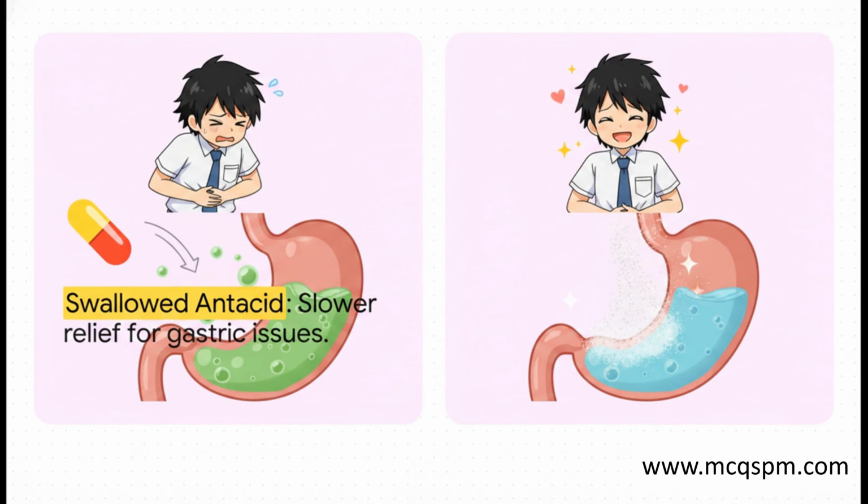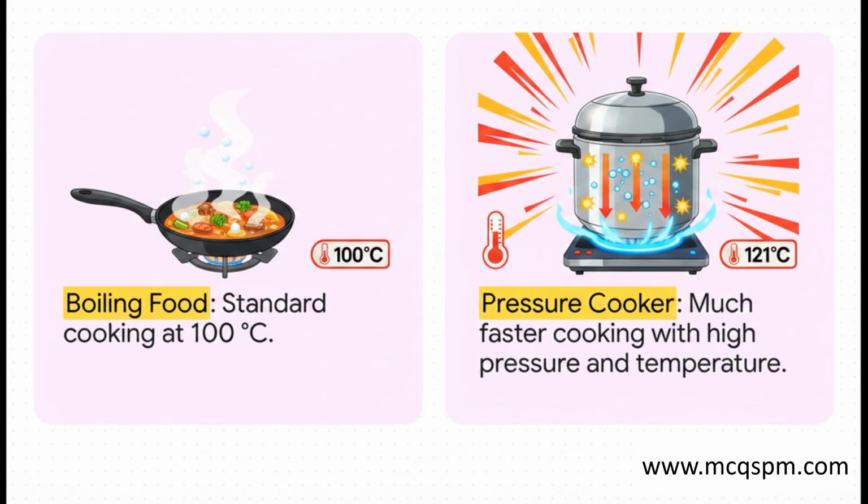And you know what? It's the exact same idea with medicine. When you chew an antacid tablet instead of just swallowing it whole, you're breaking it down, right? This increases its surface area, which lets it react and neutralize stomach acid way faster, giving you quicker relief. But it's not all about surface area. Temperature and pressure are also huge factors. Just think about a pressure cooker. It speeds up cooking like crazy because it increases both the pressure and the temperature, forcing those chemical reactions in the food to happen much, much more quickly.